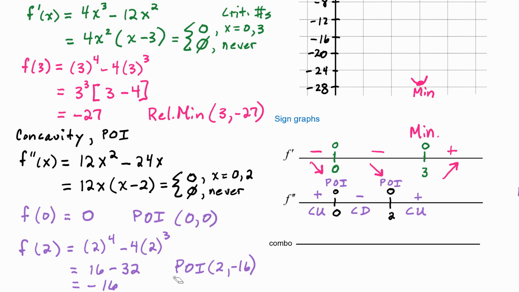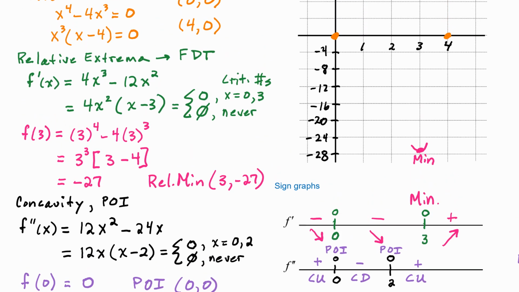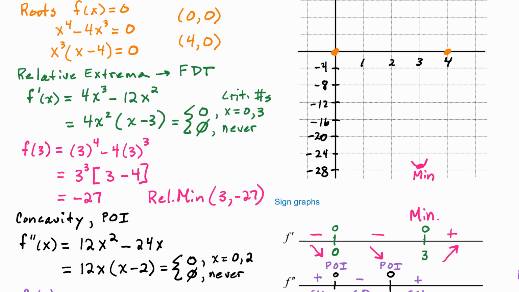So we can now put these points of inflection on our graph at (0, 0) and (2, -16). So we have (0, 0), we know now is a point of inflection, and (2, -16) is also going to be a point of inflection.